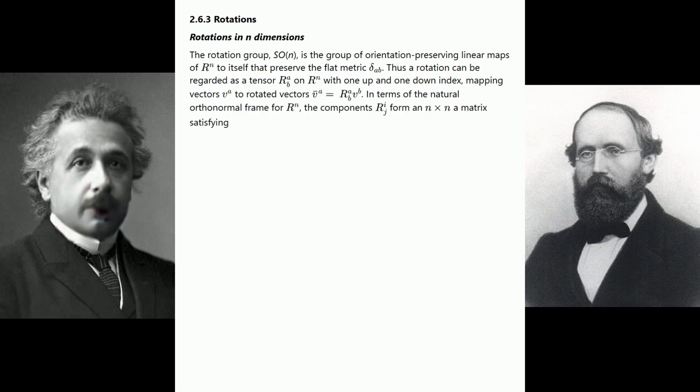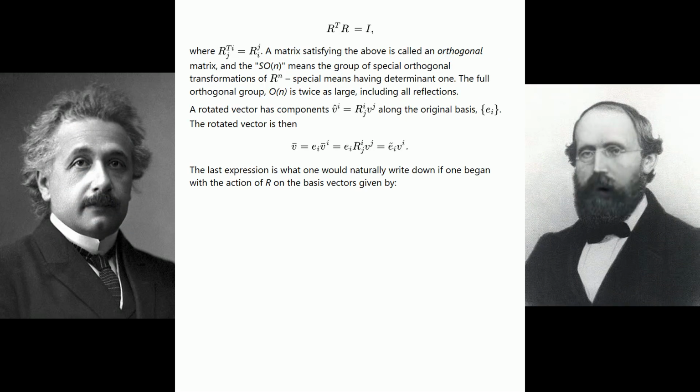In terms of the natural orthonormal frame for R^n, the components R_j^i form an n times n matrix satisfying the equation, where R_j^i transposed equals R_i^j. A matrix satisfying the above is called an orthogonal matrix, and SO(n) means the group of special orthogonal transformations of R^n. Special means having determinant 1. The full orthogonal group, O(n), is twice as large, including all reflections.